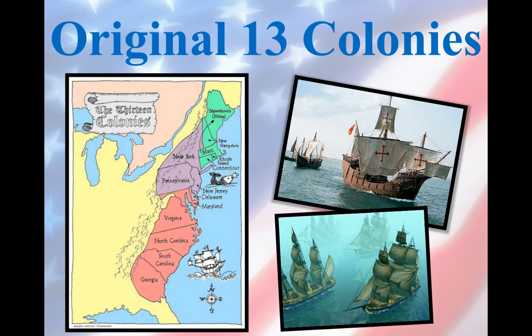Original 13 colonies. Here's some visuals that you can see. Here's a map of the 13 colonies, and they split it up into the 3 different regions. Here's some examples of colonist boats.